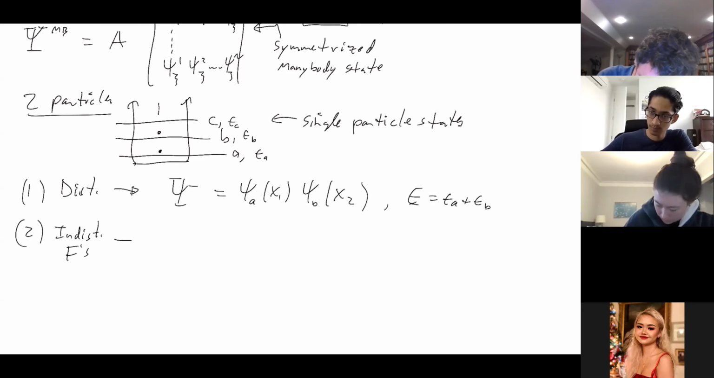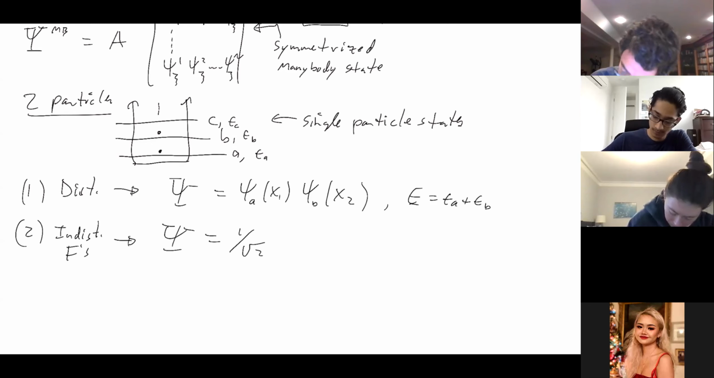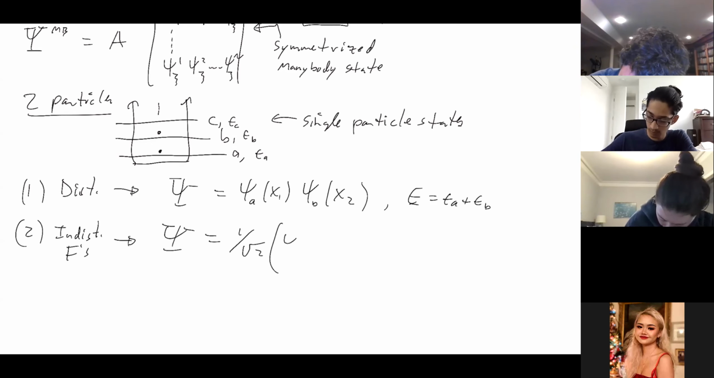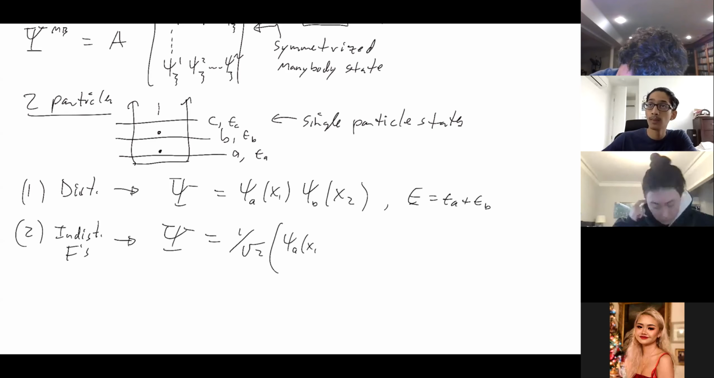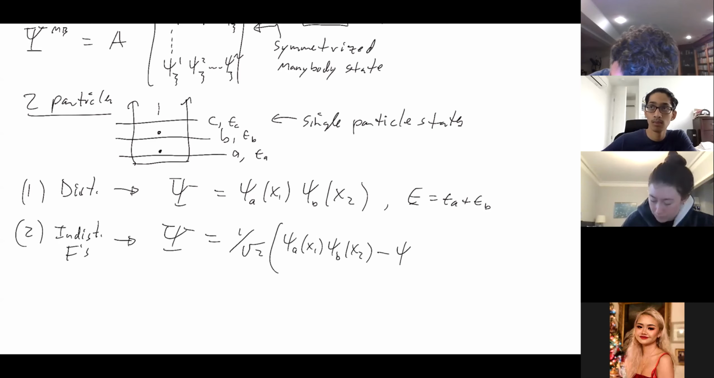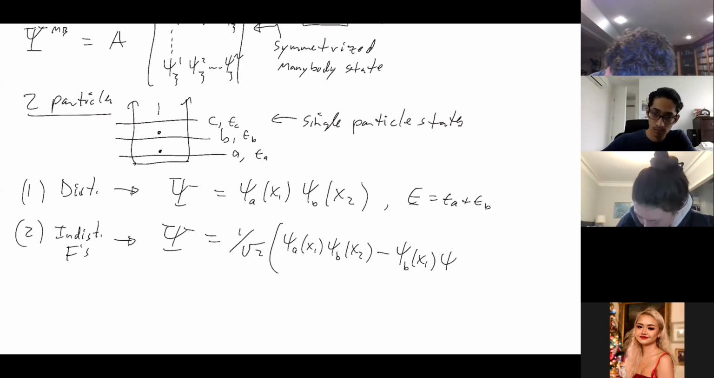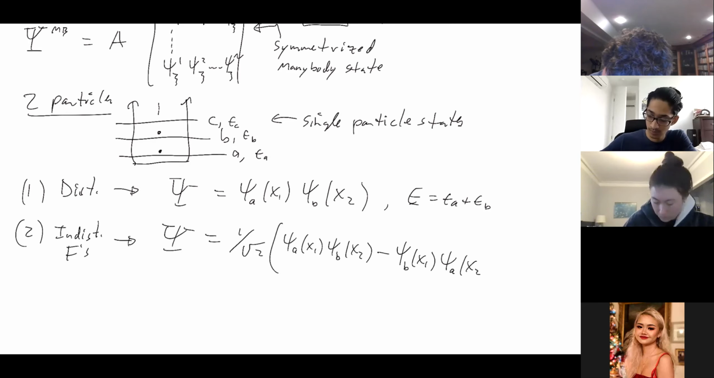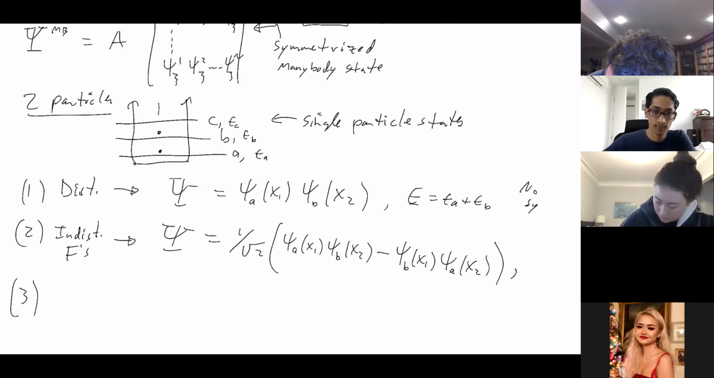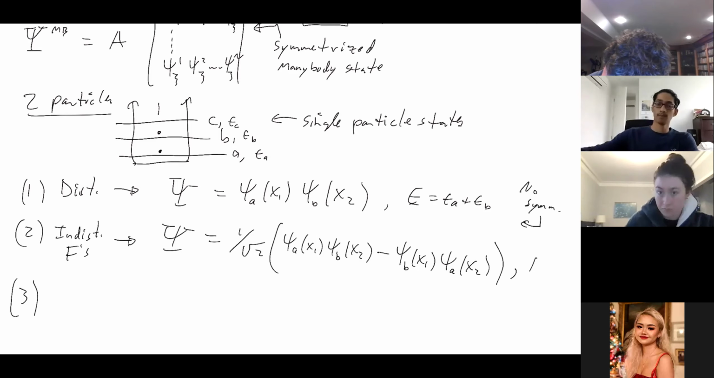fermions, in which case the wave function is going to be, and I can construct this using the Slater determinant, I put particle 1 into state A, I put particle 2 into state B, but then I also have to consider the possibility that particle 1 is in state B and particle 2 is in state A. That's why I add these possibilities up. It has the same energy, but this is anti-symmetric.